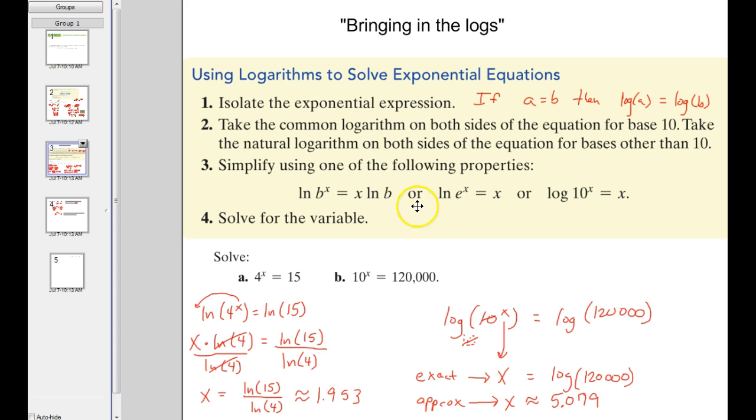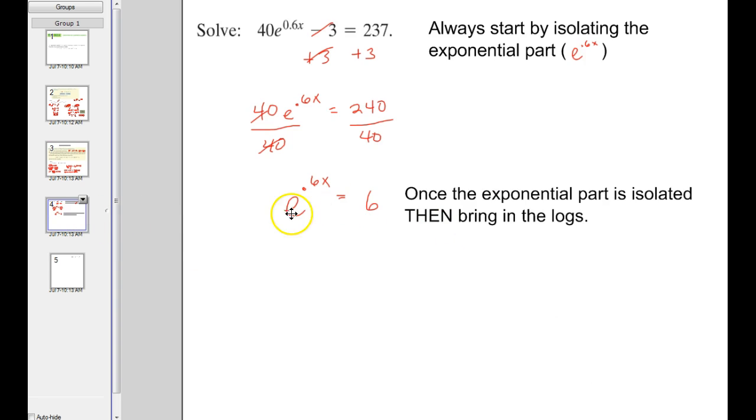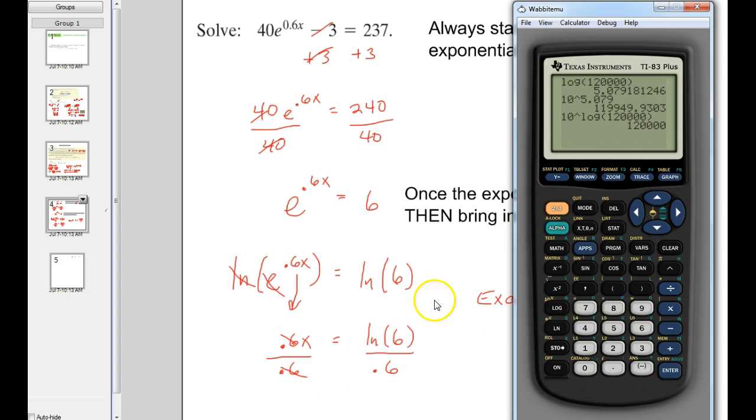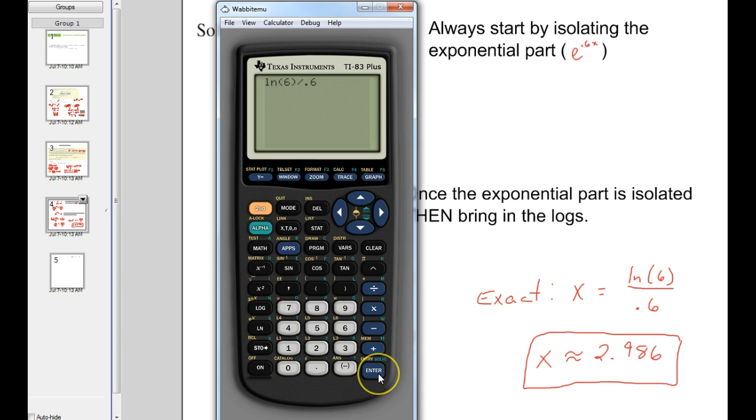And remember, if e is involved, right, the natural log will just wipe that e out and just give us x. So in this case, I would definitely bring in the natural log. Alright, on the left side, the natural log and the e are going to wipe each other out and just bring that exponent down. Alright, then I'm going to divide both sides by the 0.6 that's in front of the x, which is obviously going to get rid of that 0.6. And then I have my exact answer. x equals the natural log of 6 divided by 6/10. Okay, and then if I want an approximation, I just type that exact expression into my calculator.